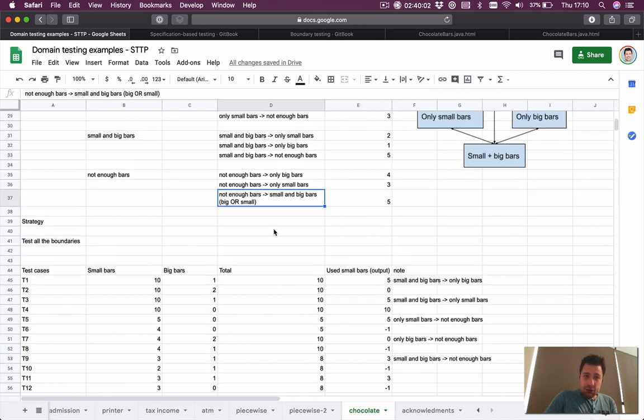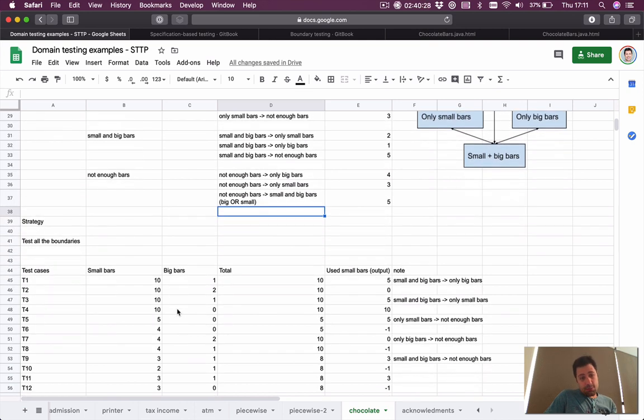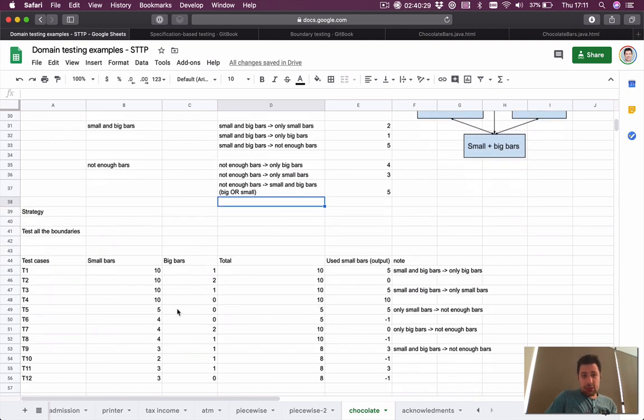But then I also observed that when going from not enough bars to small and big bars, there are two ways to do this, or there are two boundaries there. It can be that the big bars is the input that changes from not enough bars to small and big bars, or it can be the number of small bars that actually makes it go from not enough bars to small and big bars, right? So these two inputs are the ones that influence. So it's plus two tests to test this other side of this specific boundary.